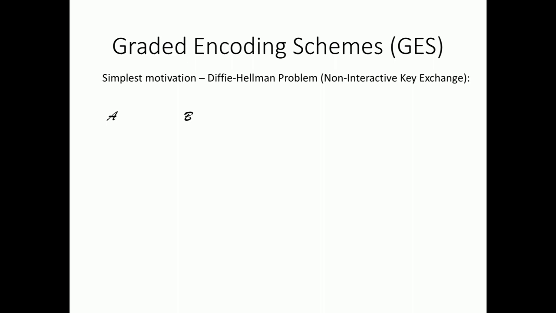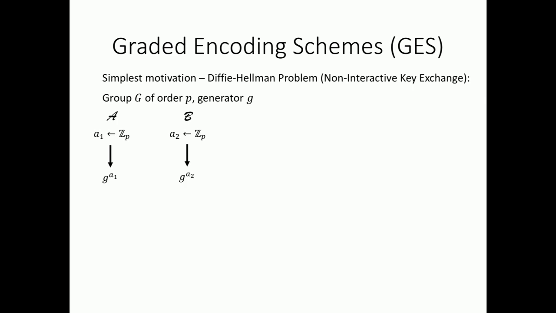So what do they do? They decide on a group G of order P. Let's say P is prime, and there's going to be a generator g. Each of them is going to sample a random element modulo P, and Alice is going to send g^a1 over this channel, and Bob sends g^a2 over the channel. Actually, you can think about it even as a bulletin board. It's non-interactive.